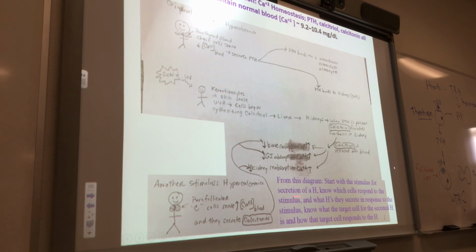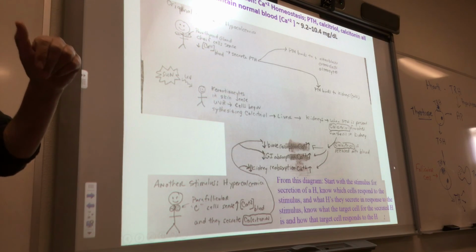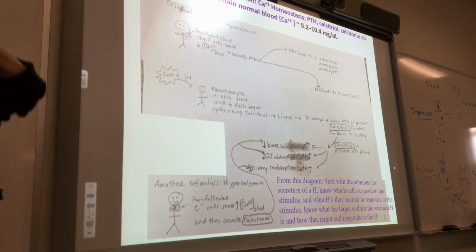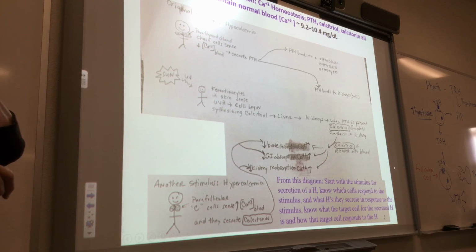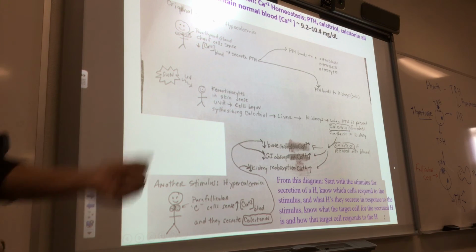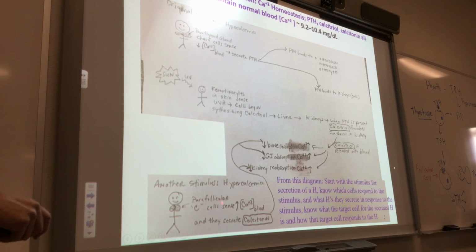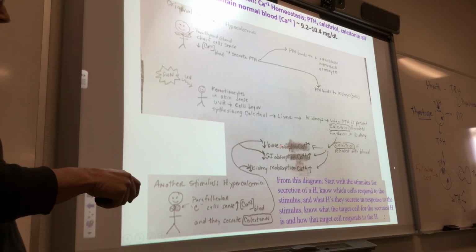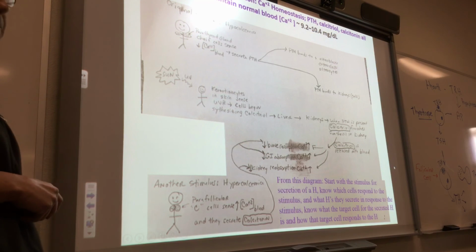Know which cells respond to the stimulus. So if you're hypocalcemic, which cells are going to detect that? If you're hypocalcemic, it's going to be the chief cells. If you're hypercalcemic, parafollicular C cells. And then what hormones do they secrete in response to the stimulus? Parathyroid chief cells secrete PTH, parafollicular cells secrete calcitonin, and then know what the target cells are. The target cells are bone cells, GI cells, and kidney cells.